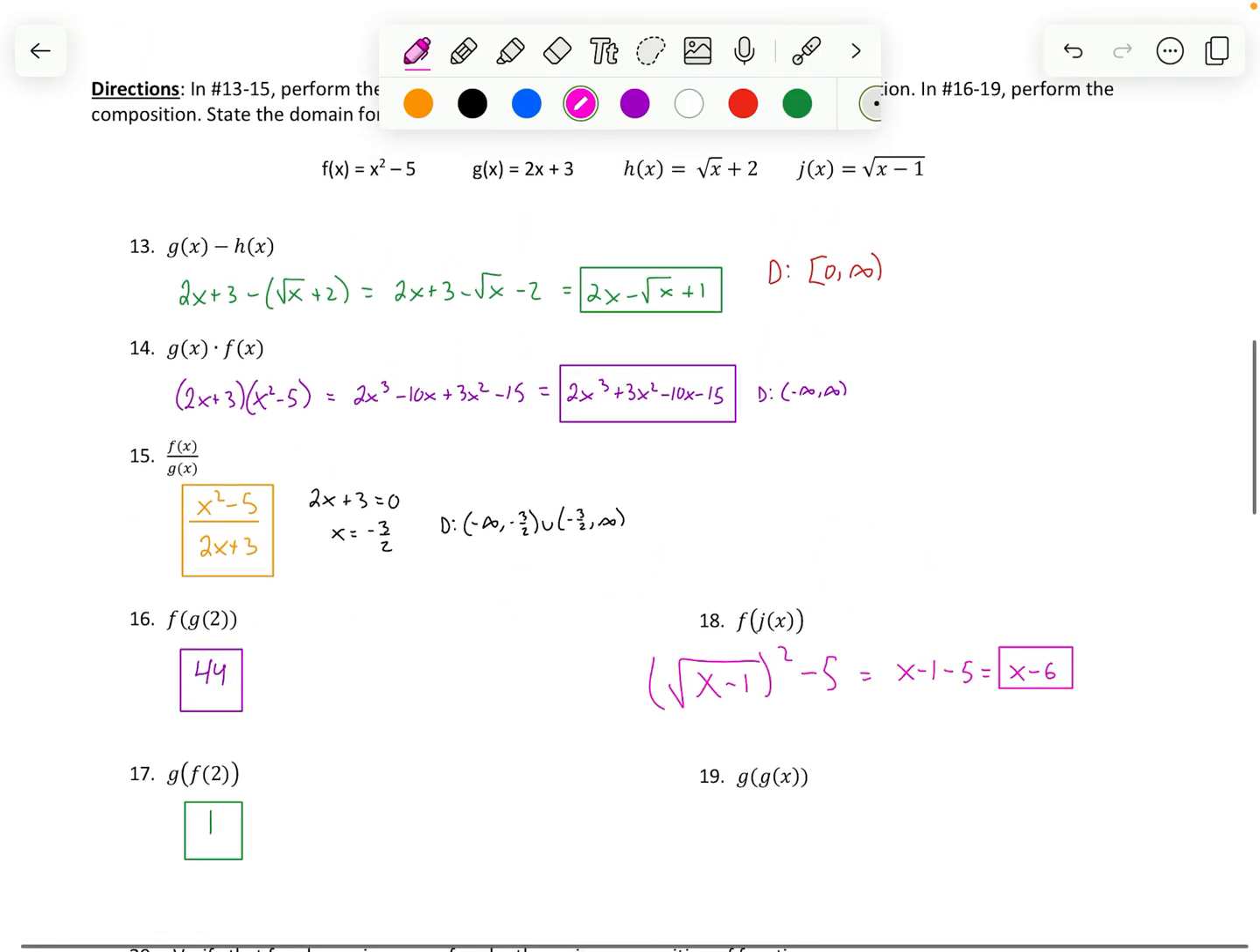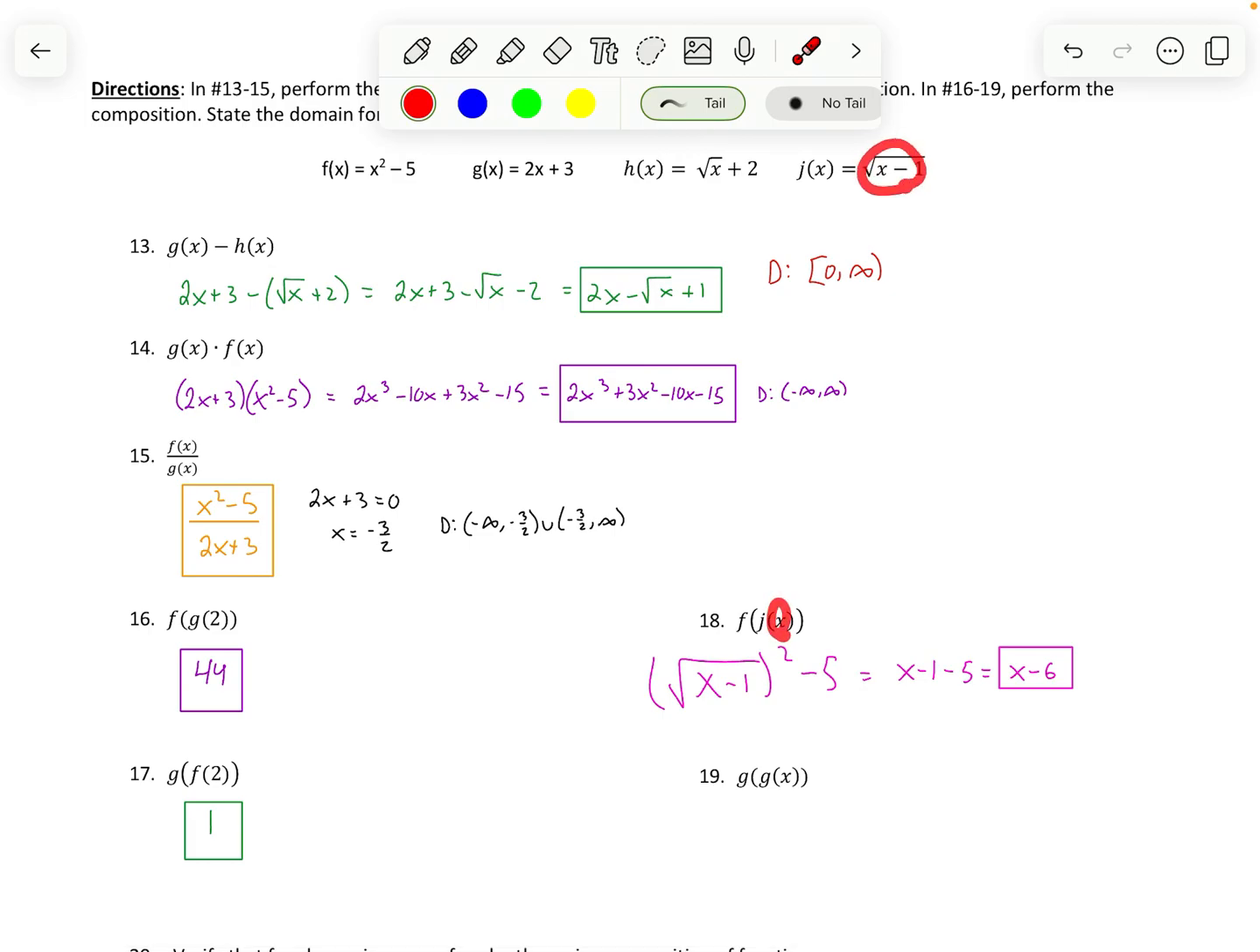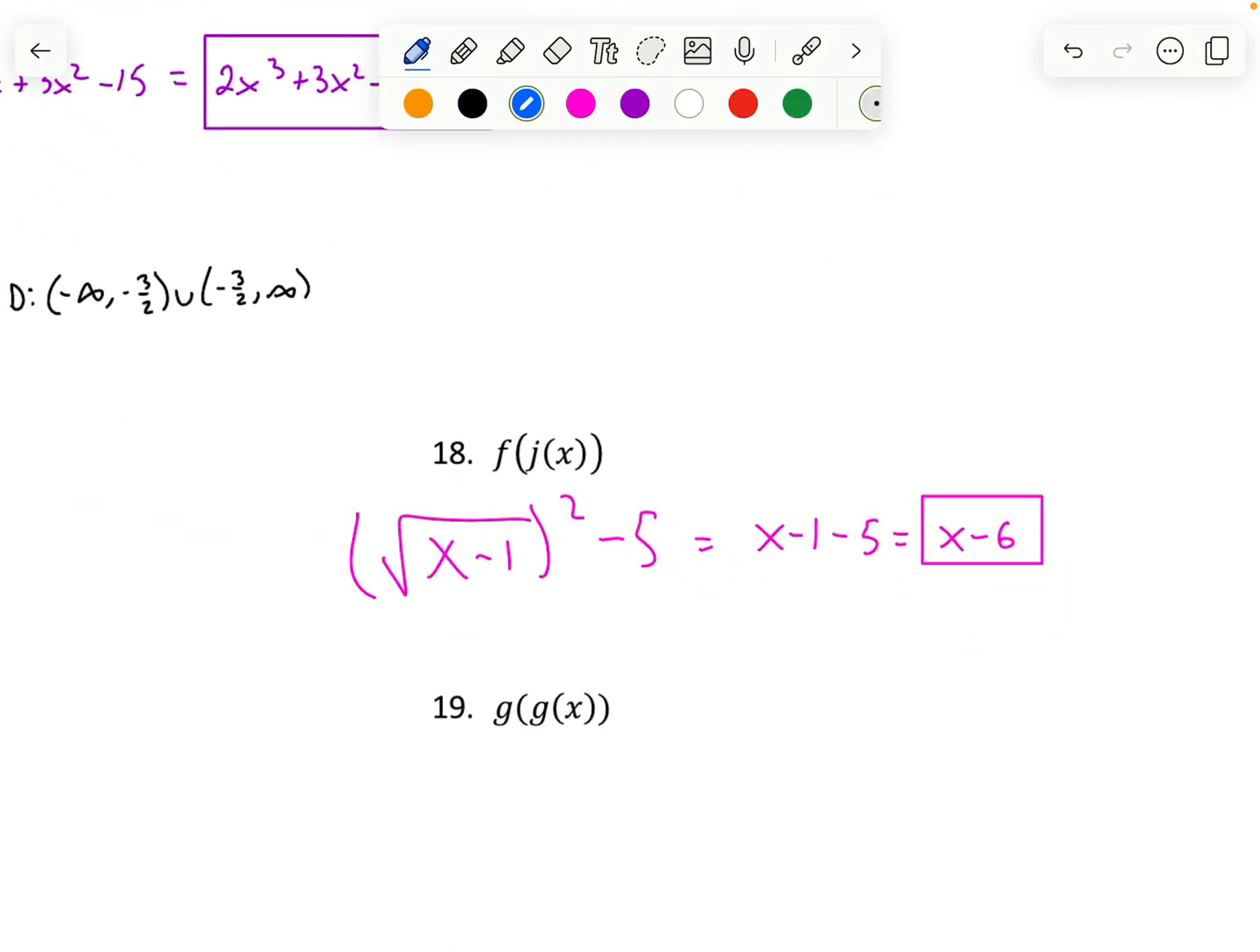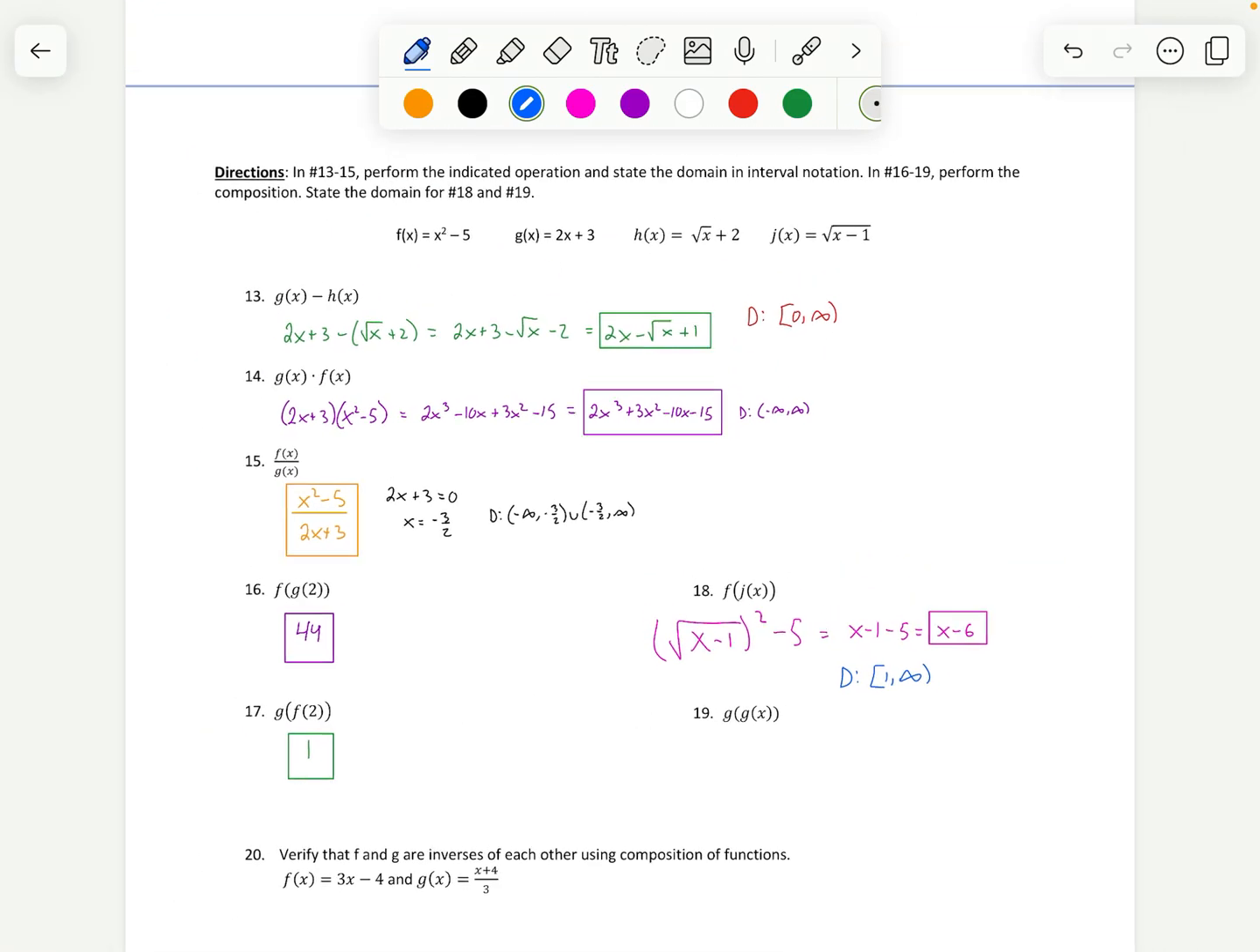But remember, we started with j of x. So here we got to make sure we don't get negatives. So you got to start at 1. So our domain is 1 to infinity, even though our final answer looks like it could be anything. You got to start with what you did as the innermost function.